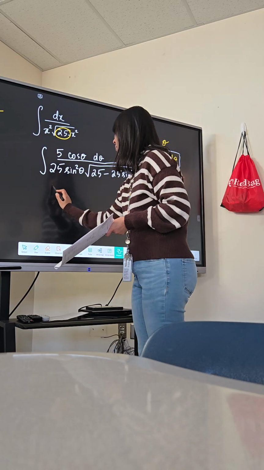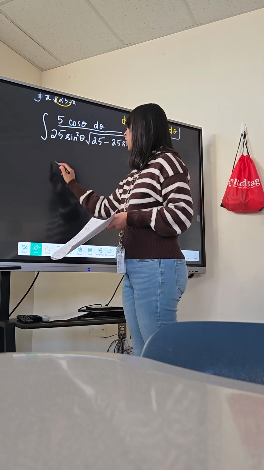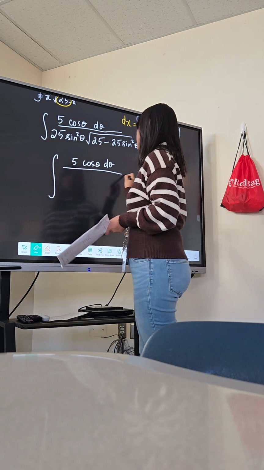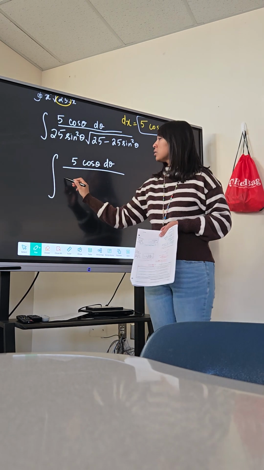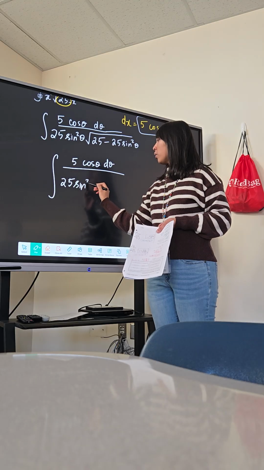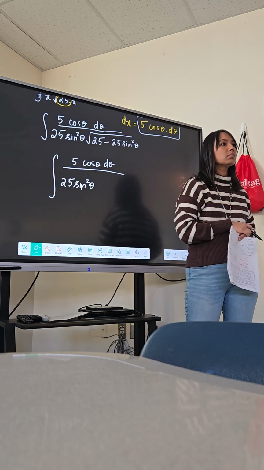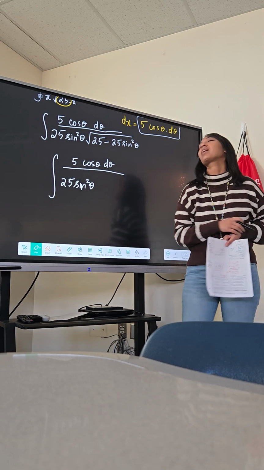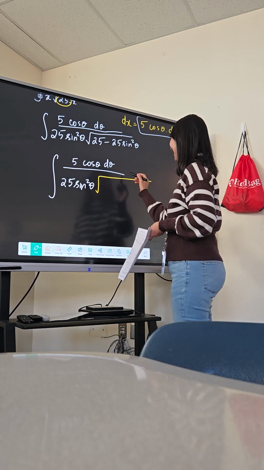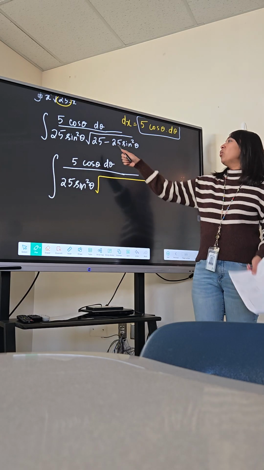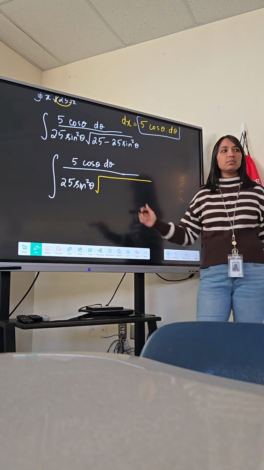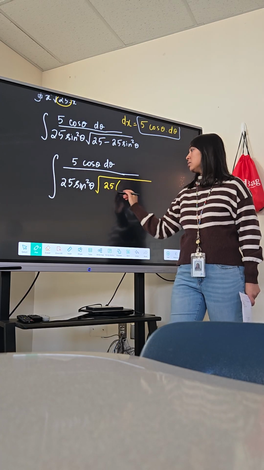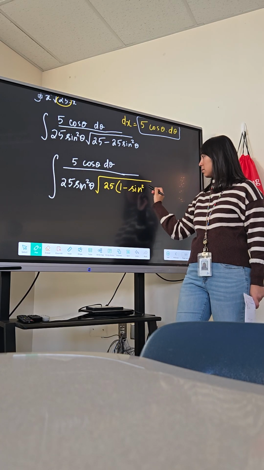Okay. We are going to simplify inside the integral so we can make this problem less complicated. 25. Aaron, questions? We are going to factor the 25 out. So that will give us this.